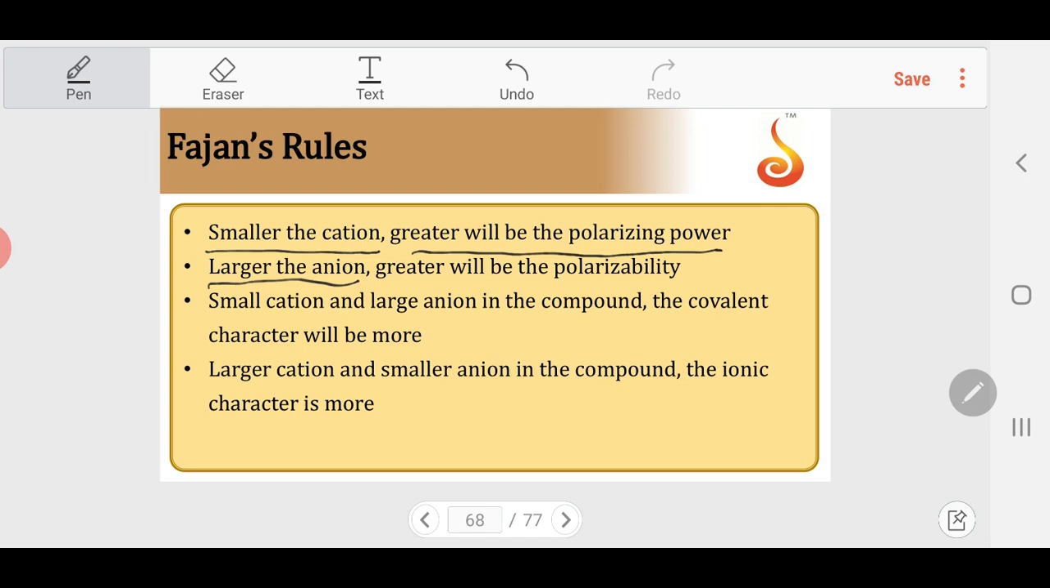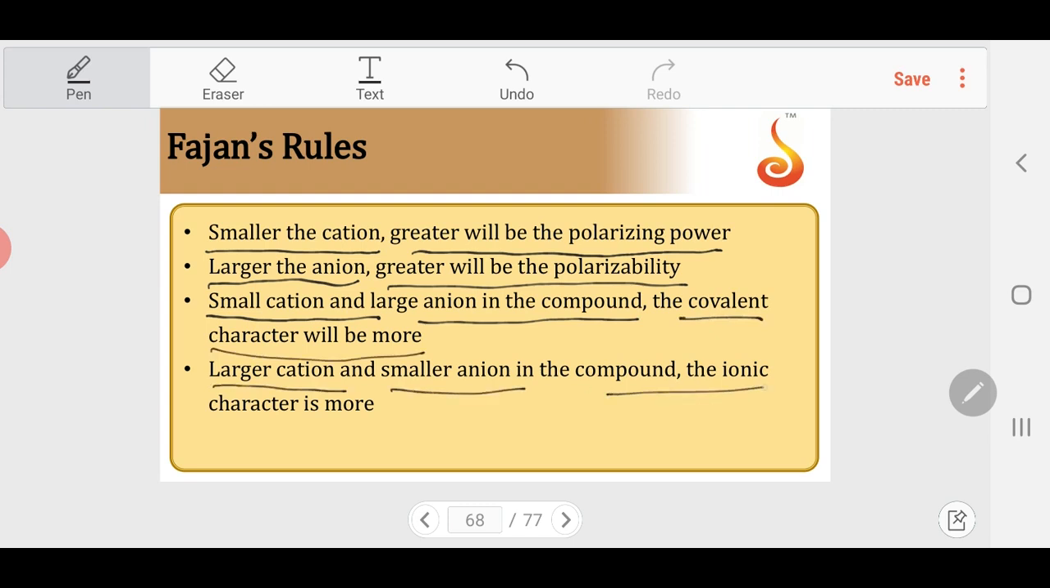If the anion is larger, the nucleus has less control over the outermost electron cloud, so the cation can distort the electron cloud easily. So the smaller the cation and the larger the anion, polarization is maximum, and that will have higher covalent character. So this is nothing but Fajan's rule. With a small cation and a large anion in the compound, the covalent character will be more. With a larger cation and a smaller anion, the ionic character is going to be more. So if you are given 4 different molecules, to find out the degree of covalency or ionic character, you have to go with the size of the cation and the size of the anion.